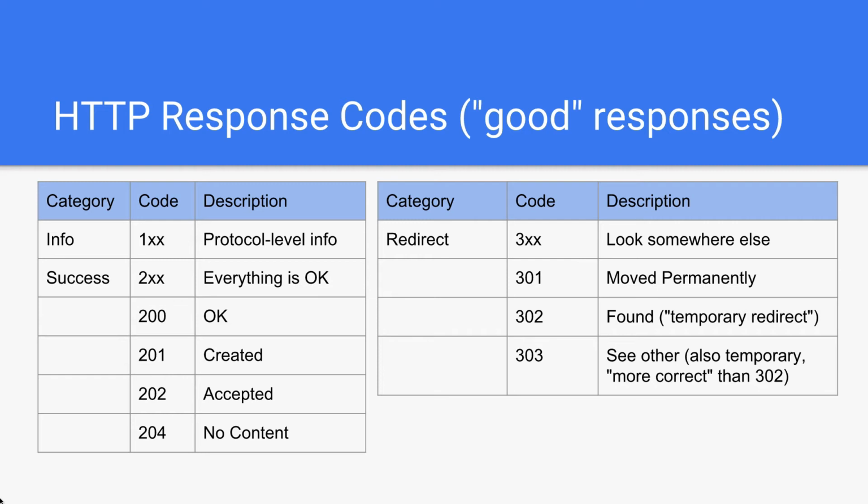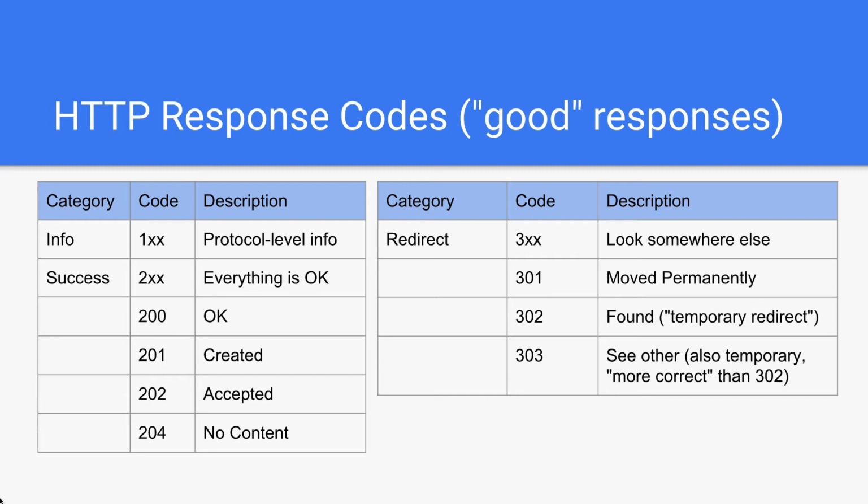A 301 is Moved Permanently. This is when you refactor your website or your URL structure and you want the browser or the client to update its bookmarks. This is a 301. So this is what people use for trying to transfer your search engine optimization from one website to another, or from one URL to another, and you want to make sure that Google remembers all of your new links. You'd give a 301 Moved Permanently.